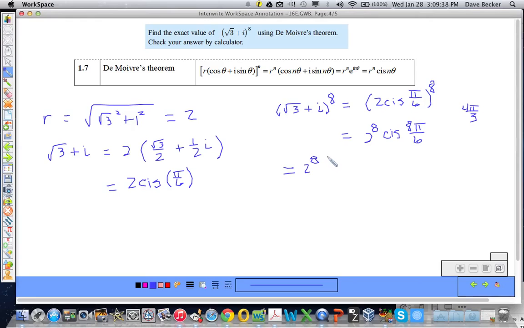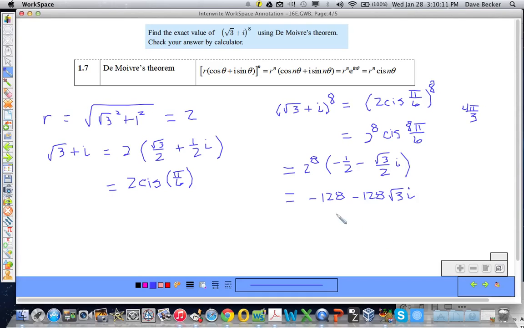So this becomes 2 to the 8th times negative 1/2 minus root 3 over 2 i, which is an exact answer. But we can certainly take it further because we're intelligent human beings. If we take 2 to the 8th and distribute it through, we end up with negative 128 minus 128 root 3 i. And that, my friends, is an exact answer.